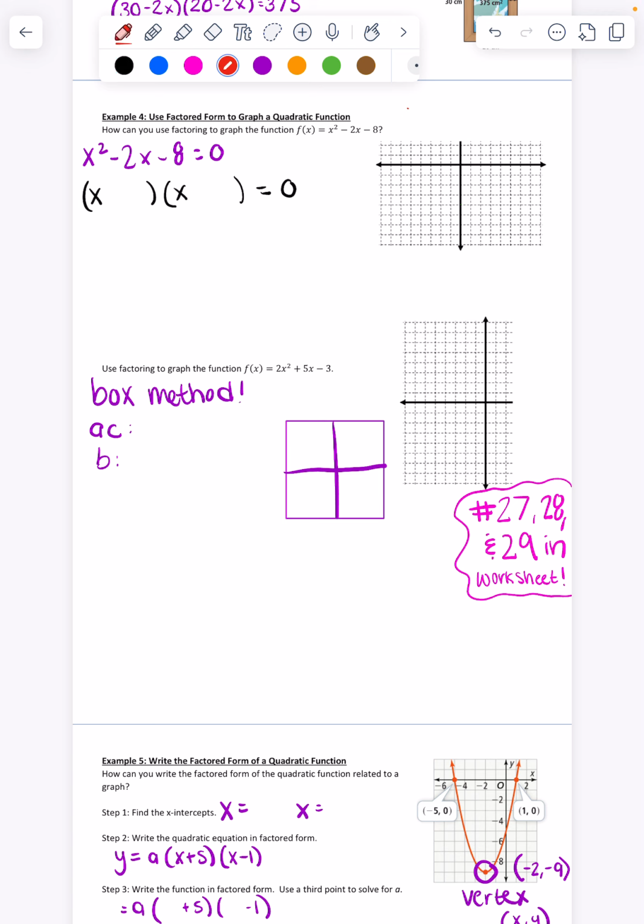And since our a value is 1, we should be able to find two numbers that multiply to c, but also add to our b value. So c is -8 and b is -2. Two numbers that multiply to -8 and add to -2. Go ahead and pause the video really quick and try to think of those two factors.